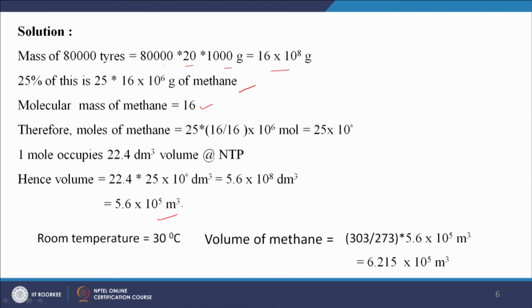Now, the room temperature is 30 degree centigrade. So the volume will be 303 divided by 273 into 5.6 into 10 to the power 5 meter cube, that is equal to 6.215 into 10 to the 5 meter cube. This will be the volume of methane at 30 degree centigrade. We can get this from P1V1 by T1 equal to P2V2 by T2. Here P1 and P2 are both the same in this case, so by using this formula we get the volume of methane at 30 degree centigrade.